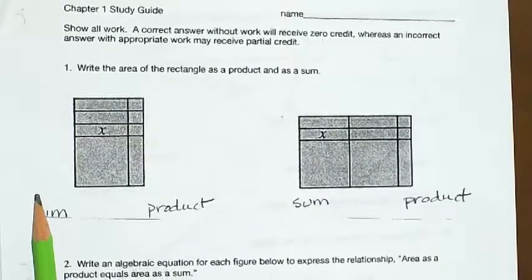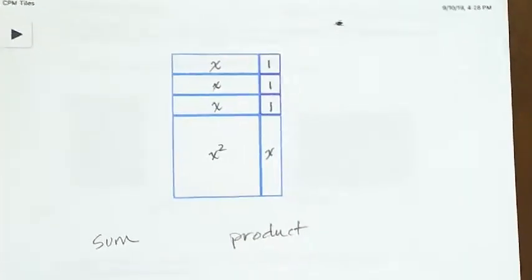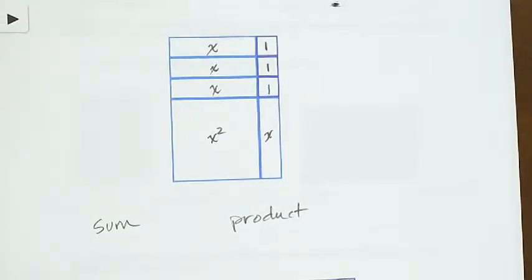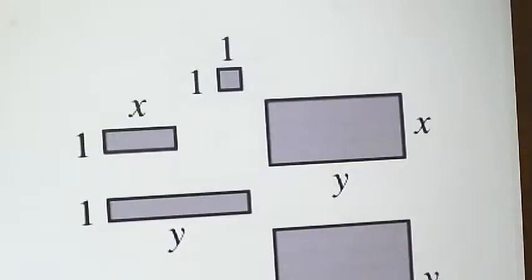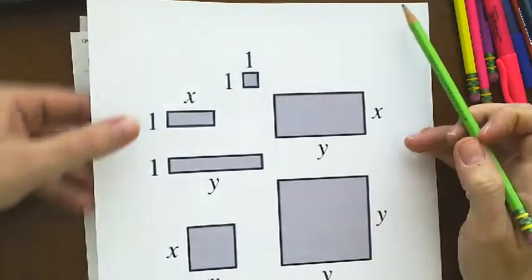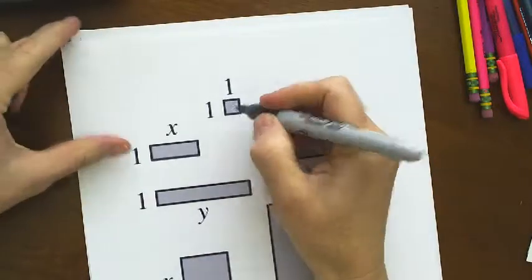Okay, write the area of the rectangle as a product and as a sum. So I went ahead and built these using the eTool because I'm not going to write on the study guide when I told you not to. So if you're looking at these tiles, remember you do have this posted all around the room. So the length and width for each tile are on this poster. And actually on the posters I've got the area of each tile. So I'm going to go ahead and write the area for each tile on here.